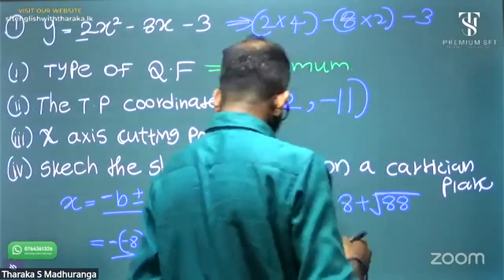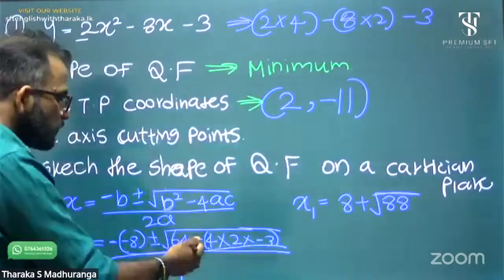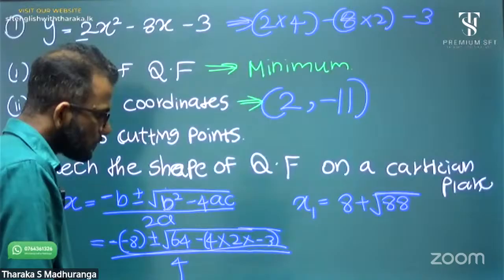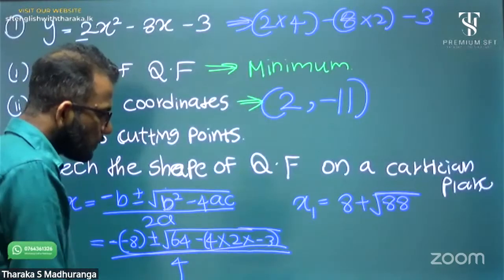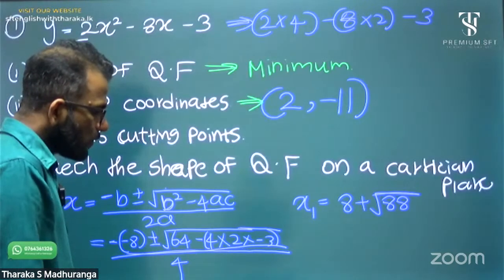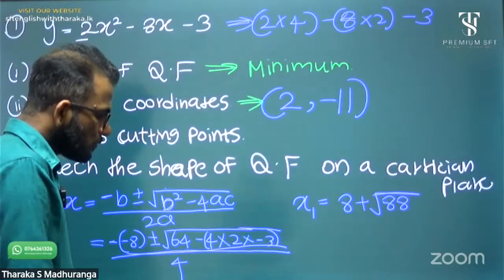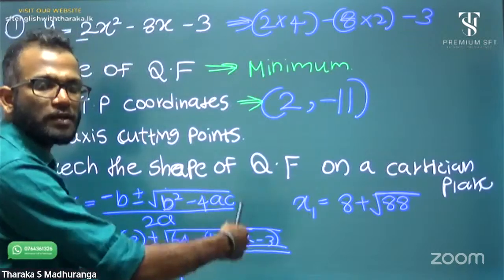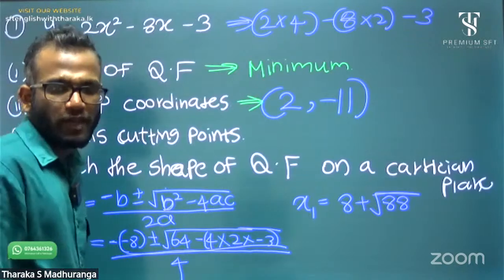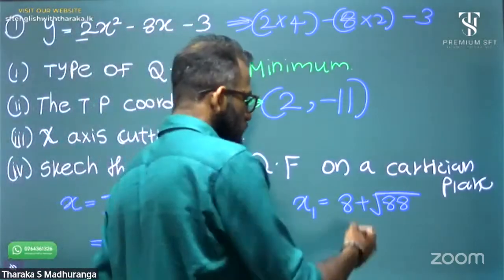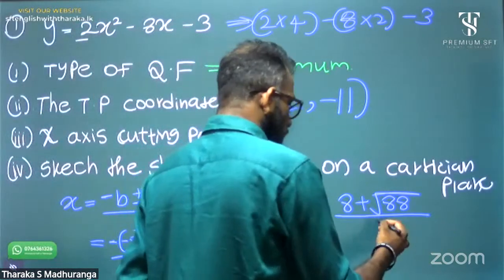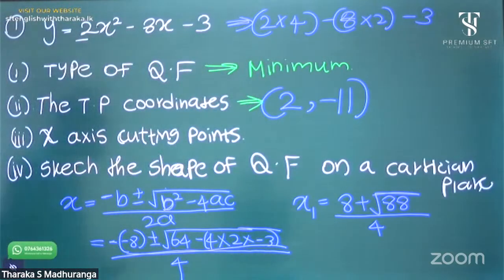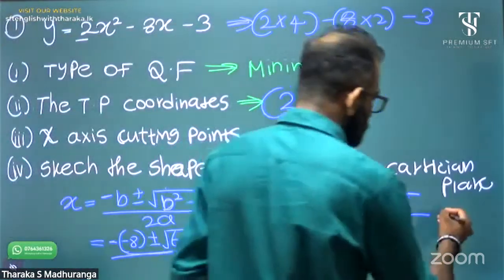How did I get the square root 88? 64 minus, yeah, minus becomes positive. 4 into 2 is 8, 8 into 3 is 24. It is plus 24, 64 plus 24, it is 88. Square root 88 over 4. This is the x1 value, first x-axis cutting point.